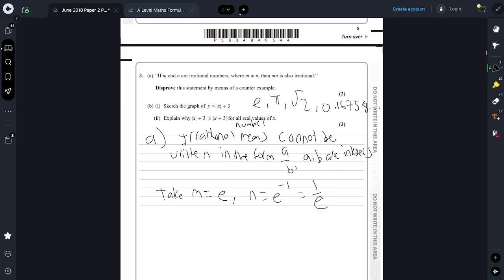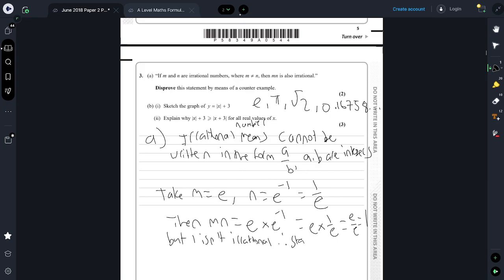And actually, I think that's the easy thing to spot here. So take the inverses of each other. Then MN is E times e to the minus 1, which is E times 1 over E, which is E over E. Well, actually, they cancel out, and that just leaves us 1, which isn't irrational. Therefore, the statement is false, because we use an example to show that this isn't true. Okay, so that's the idea of this.